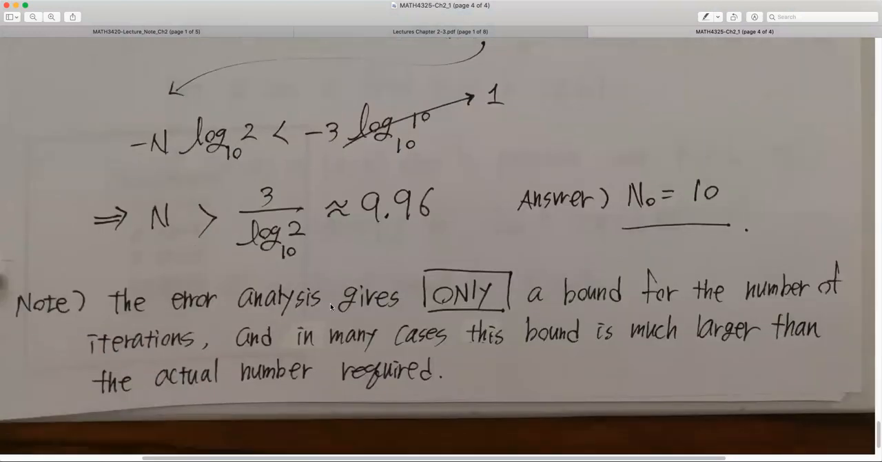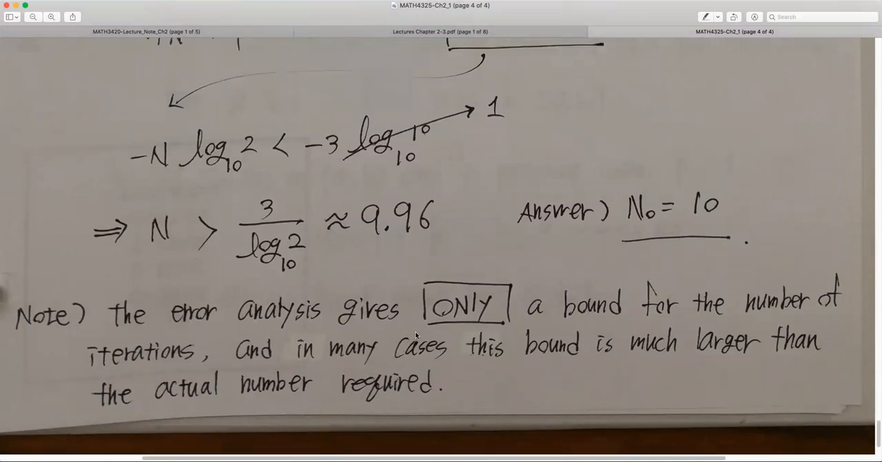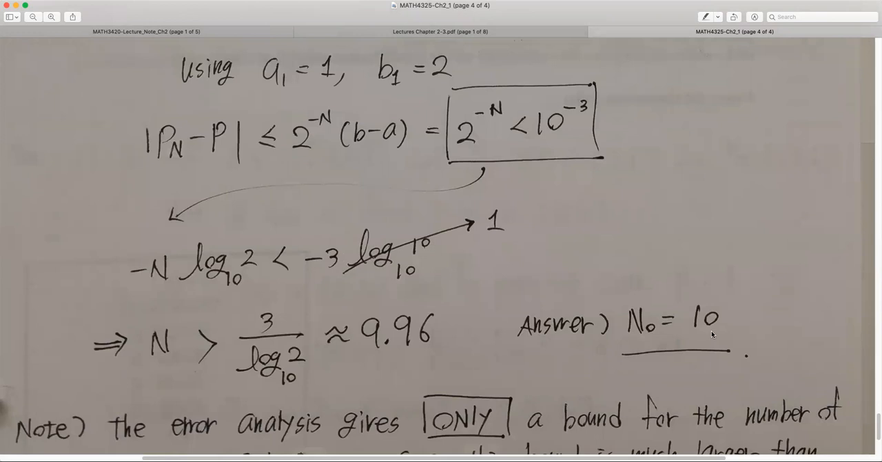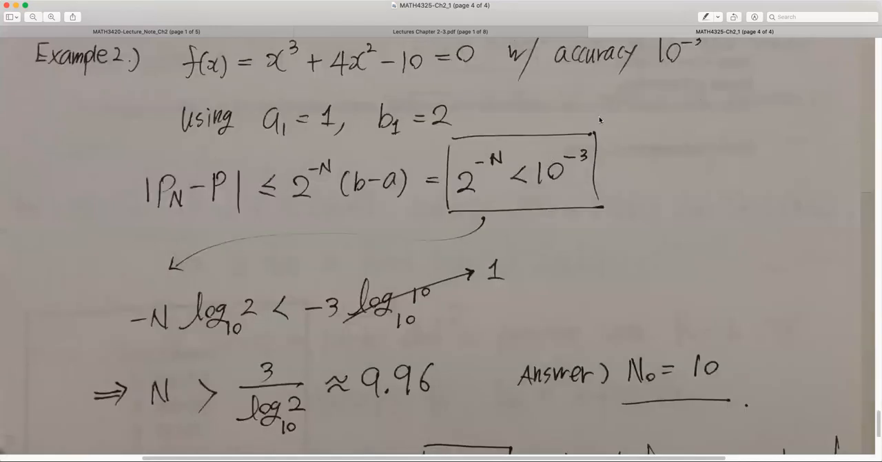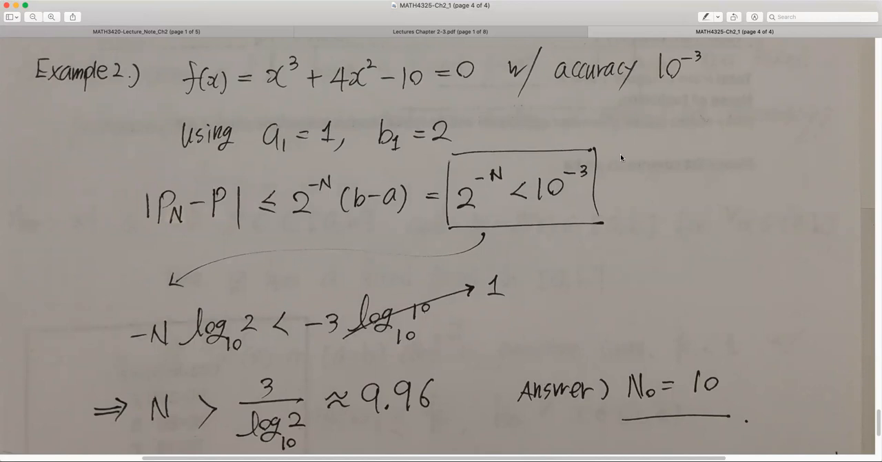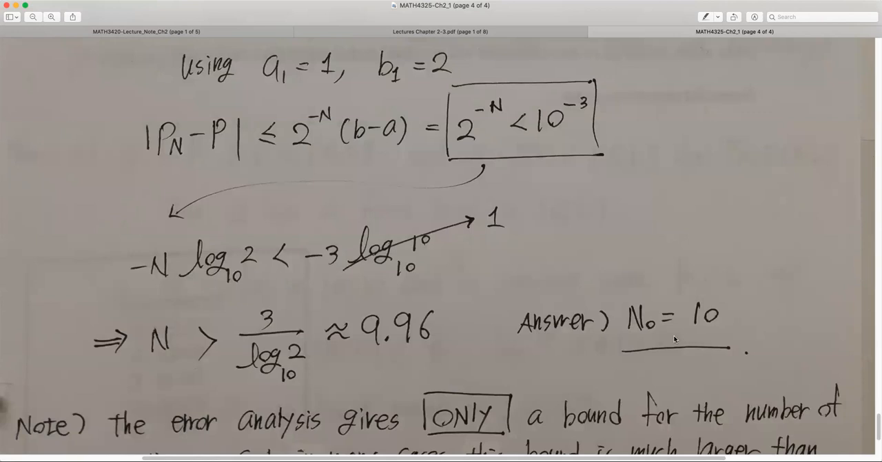Now here, error analysis gives only a bound for the number of iterations. And in many cases, this bound is much larger than the actual number needed. So theoretically the optimal number of iterations is 10, but numerically it could be different. So you may get the error bound not at the 10th iteration, but maybe at the 7th iteration or even the 6th iteration.